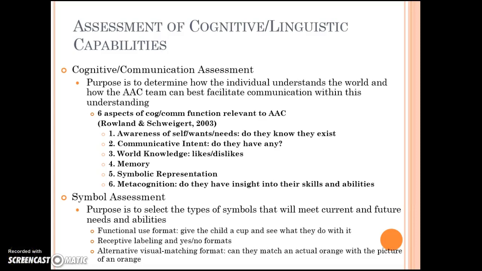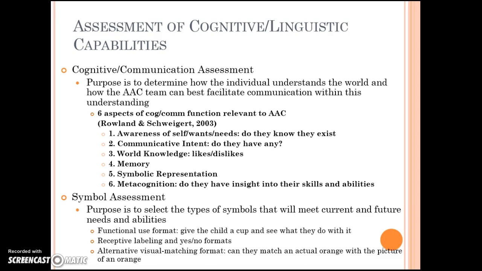So now we need to talk about the symbol assessment. The purpose of the symbol assessment is to select the type of symbols that are going to meet the current and future needs of the individual. So we talked in the previous slideshows about the hierarchy from easiest to hardest cognitively of the symbols. The easiest to represent would be the real object. The next would be a real photo, followed by a black and white photo, followed by a symbolic photo, for example, a Boardmaker symbol.